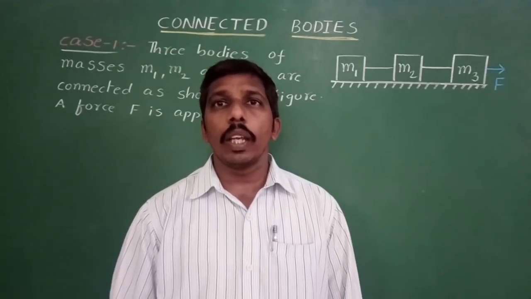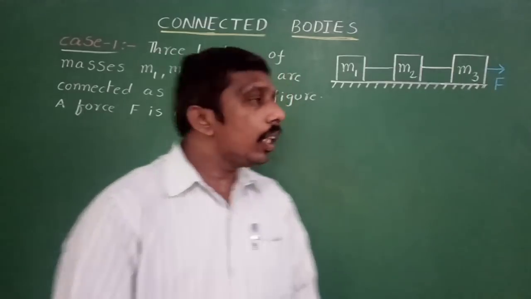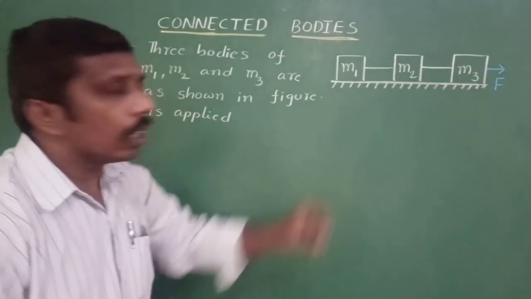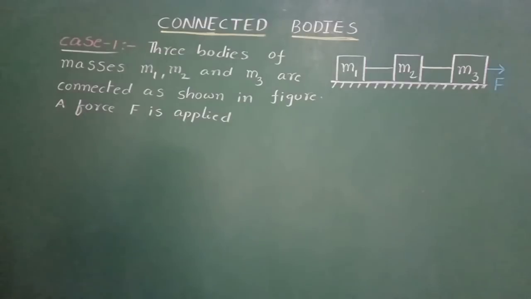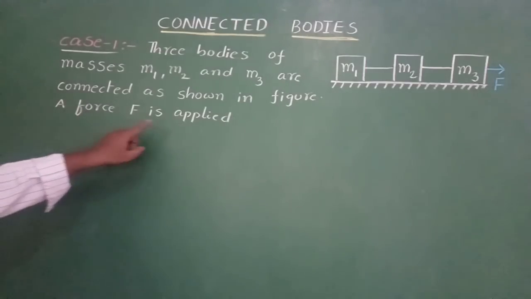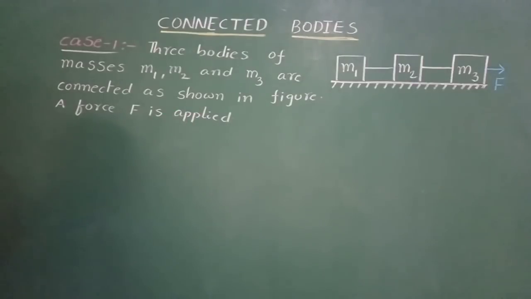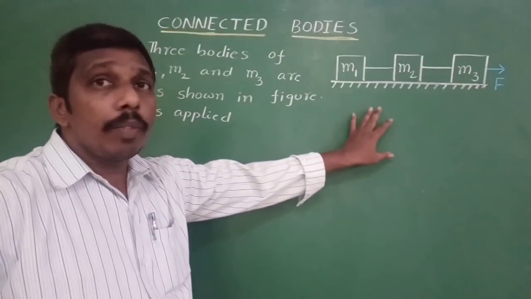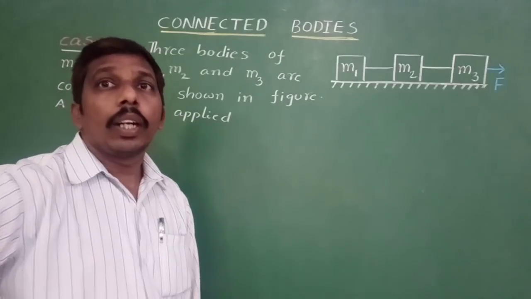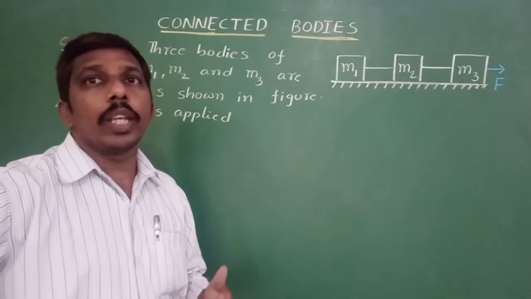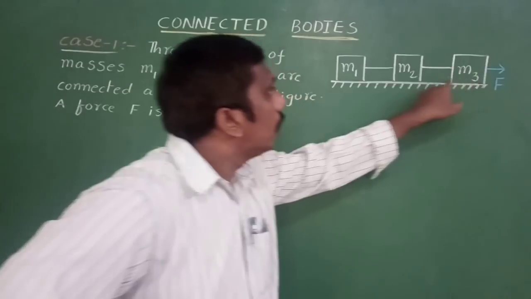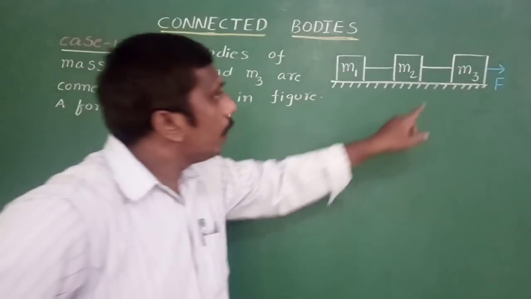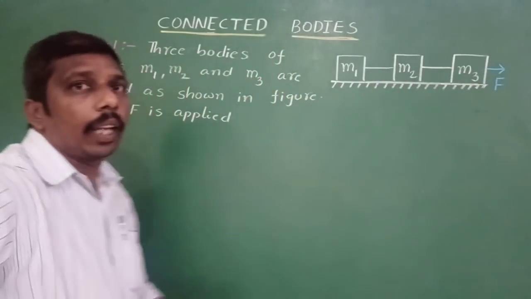Here, first we see connecting bodies. In these connecting bodies, three bodies M1, M2, M3 are connected as shown in the figure, and force F is applied on the body. This is a similar example in our daily life: a train engine pulls bogies. So between the connections, what is the tension acting?